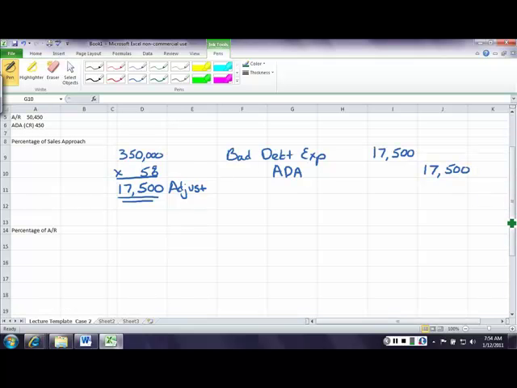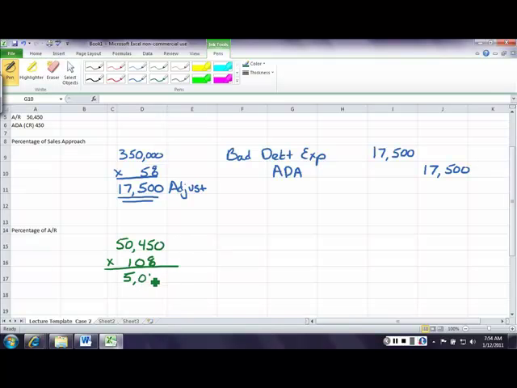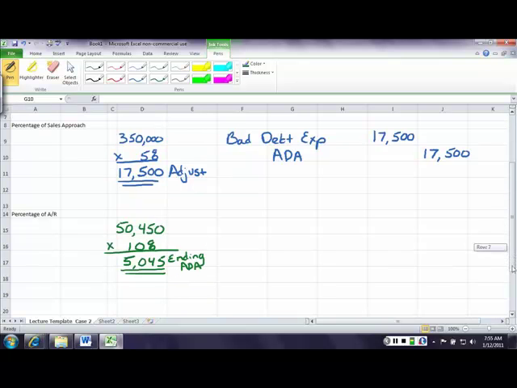So we have accounts receivable of $50,450. We were told the industry average is 10%. So that's going to give us $5,045. This is not our adjustment though. This is what we want the ending ADA balance to be. Okay, that's what it has to be. So we have to go one step further.